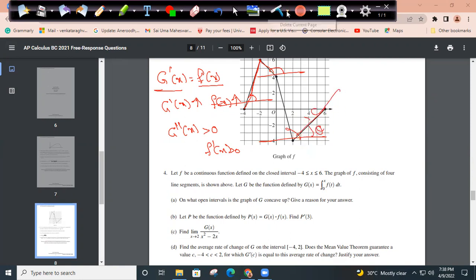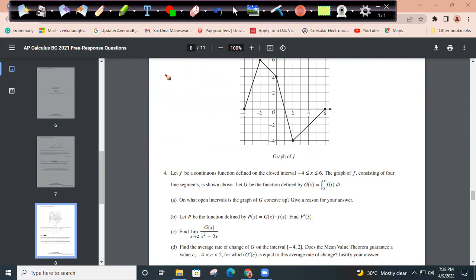So if I come back, according to the fundamental theorem of calculus, you need to write all these points. G dash of x is f of x. So I need to do this question in two ways: where g dash of x is increasing, or g double dash of x is greater than 0. What is the meaning of g dash of x is increasing? F of x is increasing.